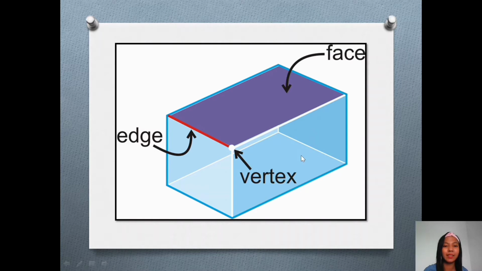A vertex is a point where two edges meet. For example, this one is an example of a vertex. This is an edge, another edge, and they meet at this point. So this is called a vertex. So now you know the face of the solid figure, the edge, and the vertex. Okay?